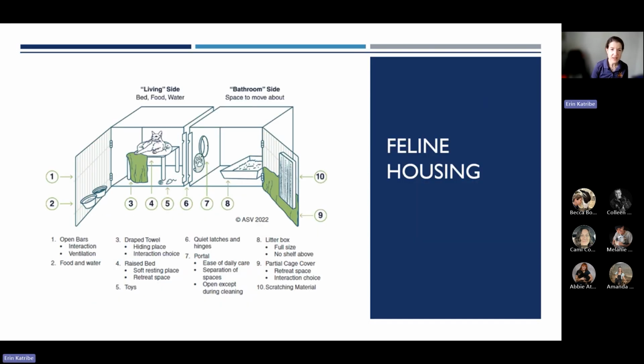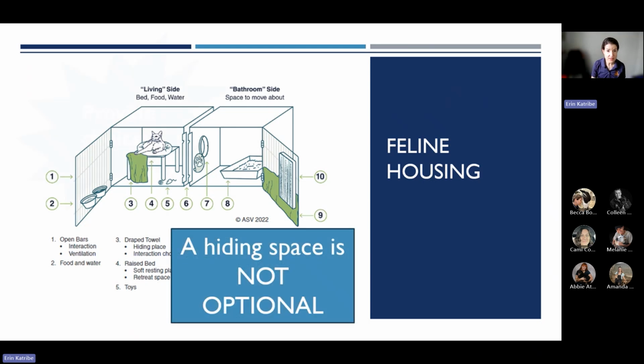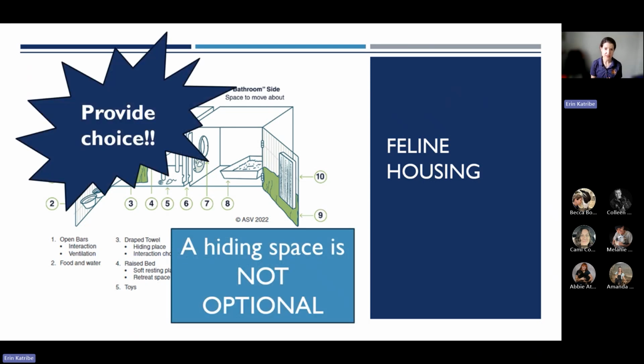Okay, so now feline housing, a similar schematic, and so lots of the same things here. I would call out again that there are opportunities for this cat to decide to retreat or to engage with people that might be wanting to interact with him or her. Additional things that we have in the cat kennel, a theme is the ability to exhibit normal behaviors. And so you can see on here a scratching post for this cat, a perch. Again, it's about providing choice, and a hiding space is not considered optional for cats in shelters.